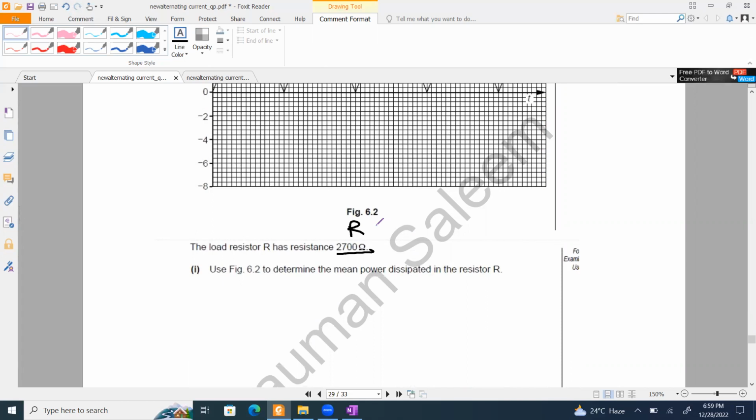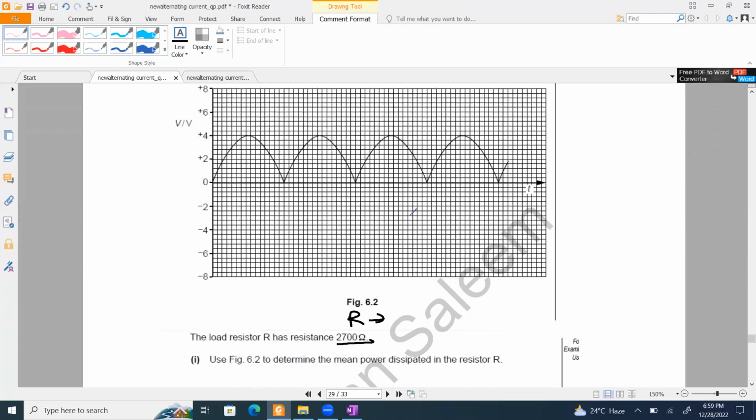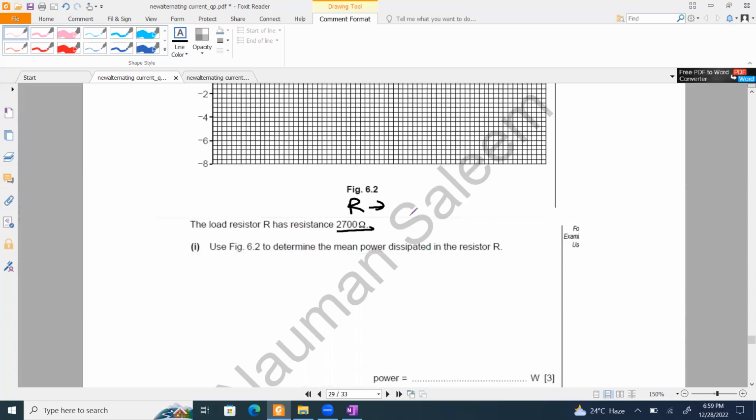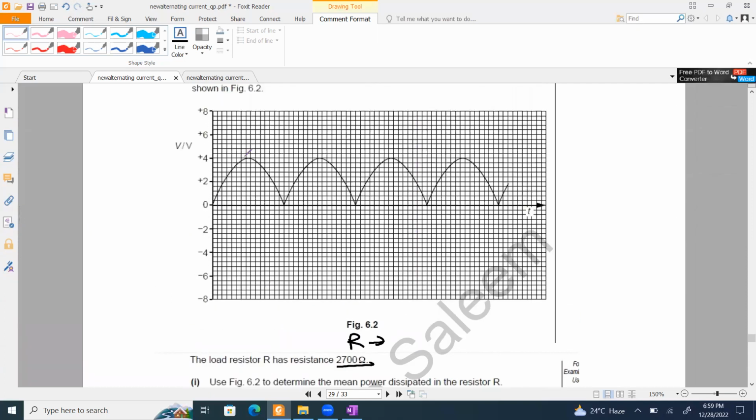Mean power definitely will be calculated by some formula. We are given R, and by looking at this graph we can find out V as well. So the formula for power in terms of V and R is V squared upon R. But the question is raised, what V shall I take here? Shall I take the peak voltage? Shall I take zero voltage? Shall I take what?